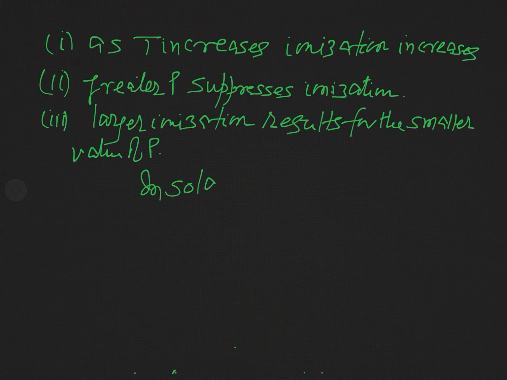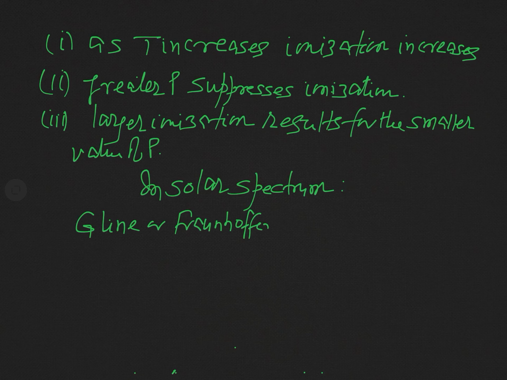So you may note that in the solar spectrum, the G line, or you may call it the Fraunhofer dark line, is due to the neutral Ca atom.